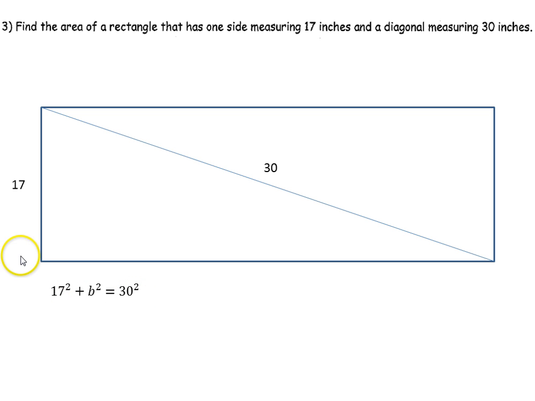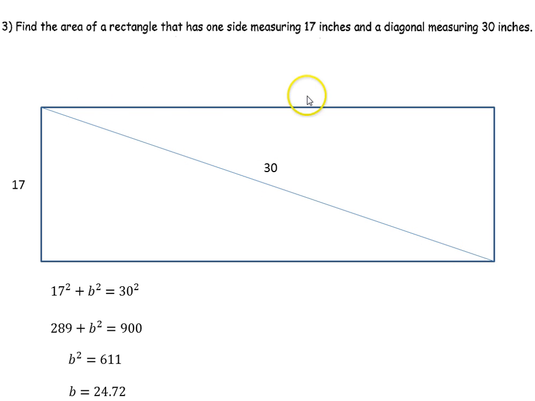Now I'm going to evaluate the squares. 17 squared is 289. B squared remains b squared because I don't know what b is. And 30 squared is 900. To solve for b, I'm going to subtract 289 from both sides of the equation, meaning that b squared is 611. That is not the value of the leg here. This side is not 611 long because that's what b squared is. So we have to take the square root of 611, which is 24.72. So that this leg right here, or this length, is 24.72.